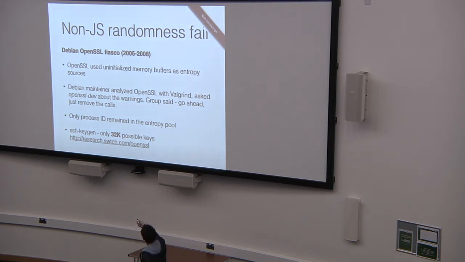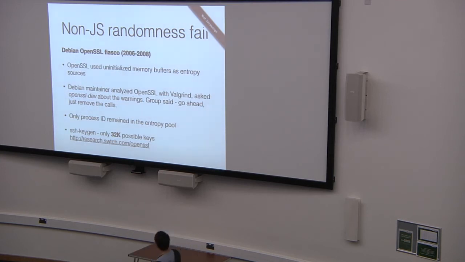So the Debian maintainer for OpenSSL analyzed OpenSSL with Valgrind. It's a tool that checks for memory safety issues. And obviously, warnings were triggered because somebody is trying to access uninitialized memory. That's usually a vulnerability. But he didn't know the code well enough, so he asked the mailing list for OpenSSL developers, saying, hey, I'm running this with Valgrind, and these are the warnings. What should I do? Maybe I should remove those code lines triggering them. And they said, yeah, possibly, there's no harm here.